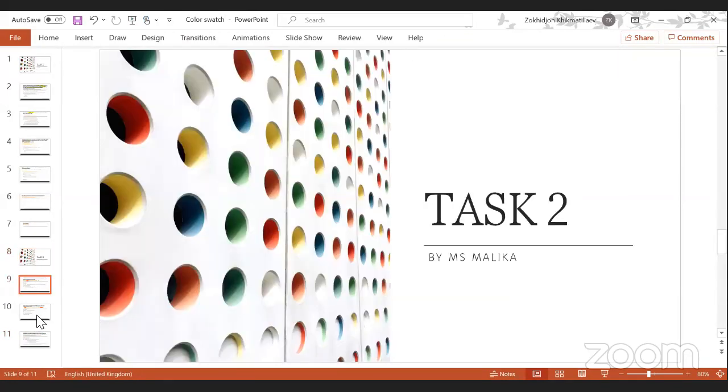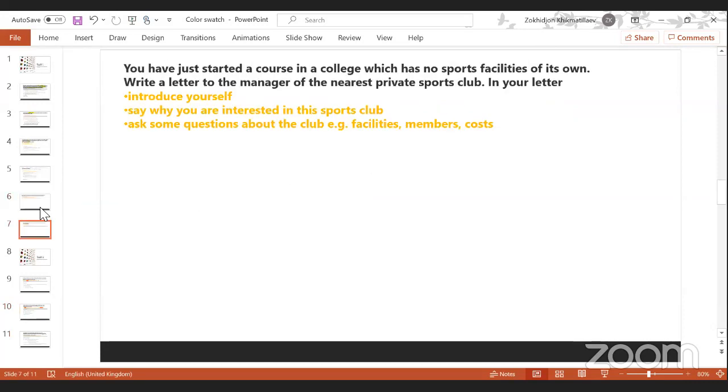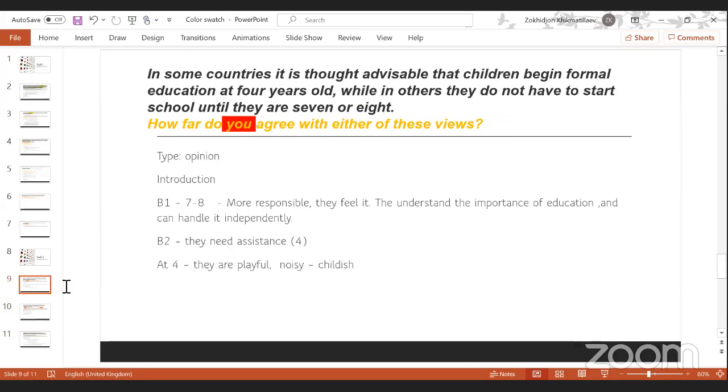Okay, from task 2, you will pick one essay and you will write, okay? You will have an option in task 2, but in task 1, you will have it from these two. In task 2, you will have 3 options. Write one of them.